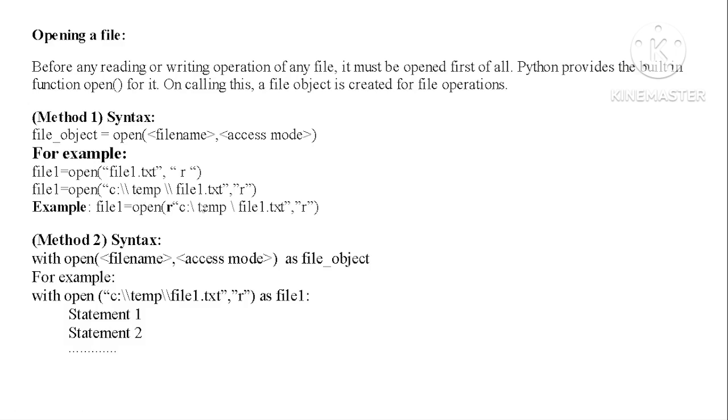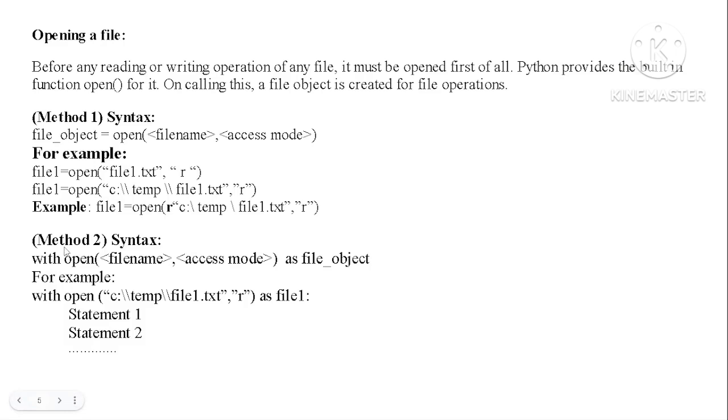Or if you want to retain the single slash itself, but you don't want Python to confuse that with an escape sequence, you need to include a small r before this path. So before the opening quote, give r. r stands for raw string. Raw string means don't take any meaning inside my string. That is what you're conveying to Python. The second method to open a file is with open.